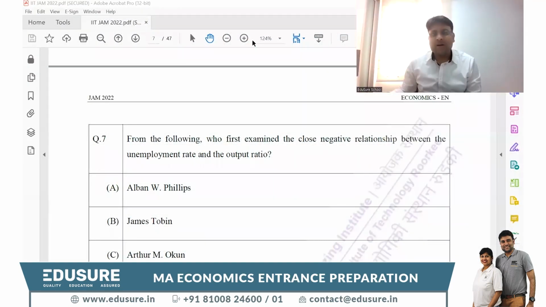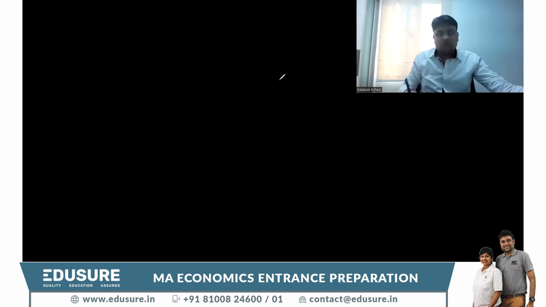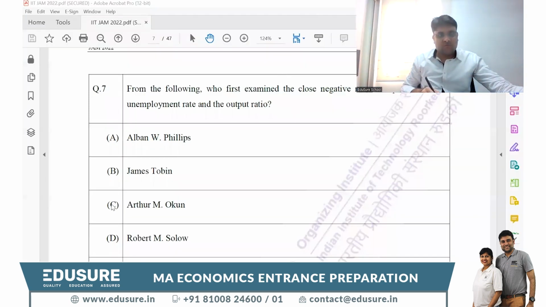IIT JAM 2022, question number 7. From which of the following, who first examined the close negative relationship between unemployment rate and the output ratio? The answer is, it was not Phillips, it was not Tobin, it was Okun. So the answer is Okun, C. So C.